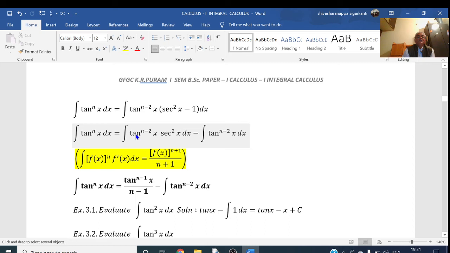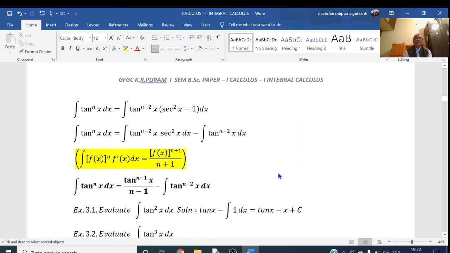Now here I have tan x to the power of n minus 2 and this is its derivative. Tan x derivative, secant square x dx. This is function to the power of n minus 2 into function dash x dx. So its integration is given by tan x to the power of n minus 2 plus 1, that is n minus 1, divided by n minus 1, minus this as it is, integration of tan x to the power of n minus 2 dx. So we have reduced the integration of tan x power of n to the integration of tan x to the power of n minus 2. So this is the reduction formula for tan x to the power of n.